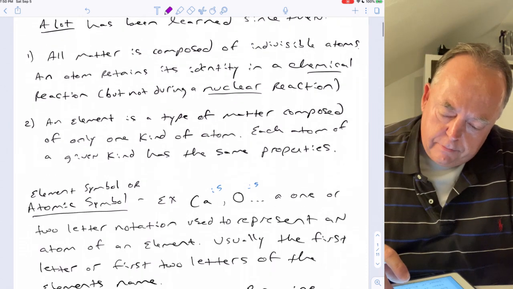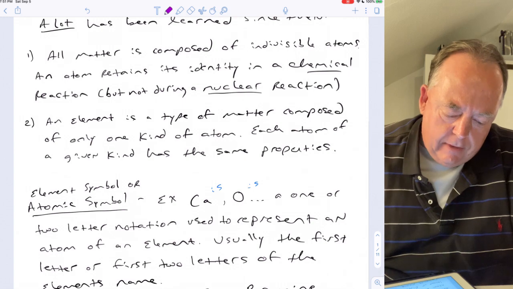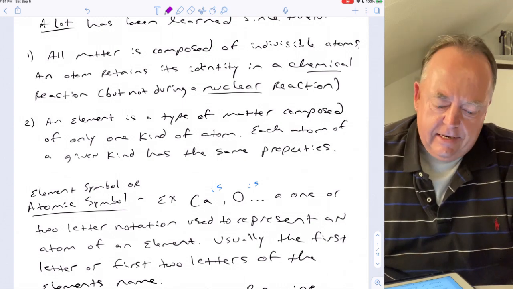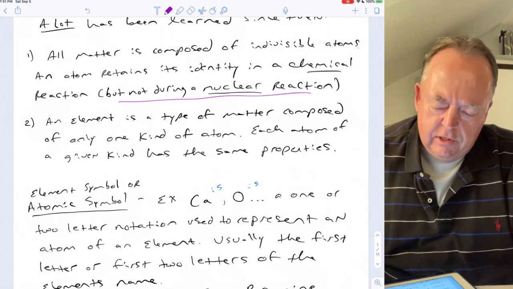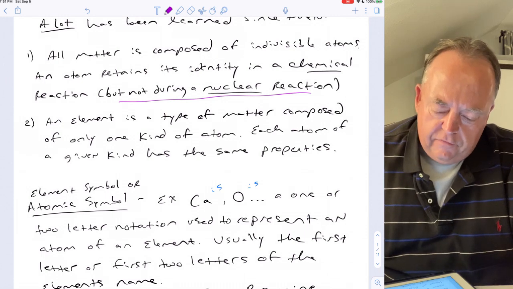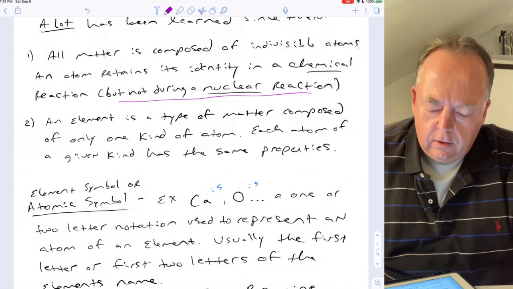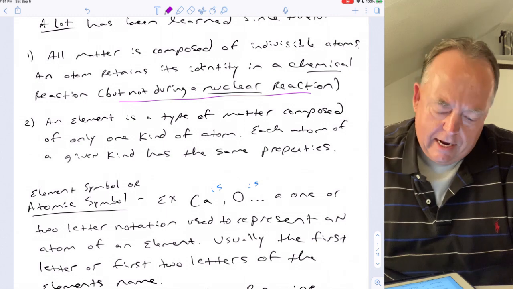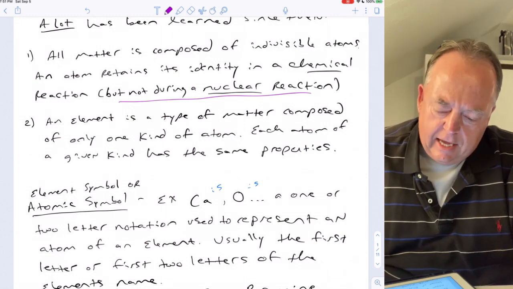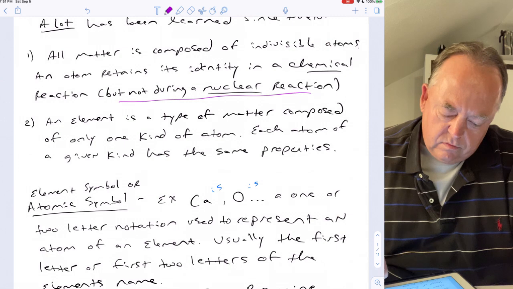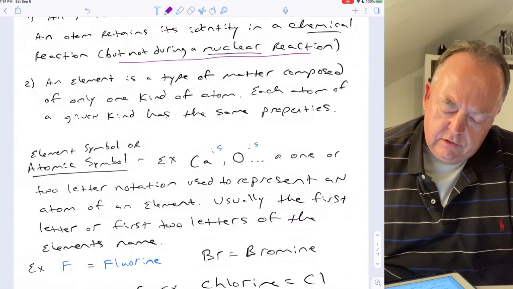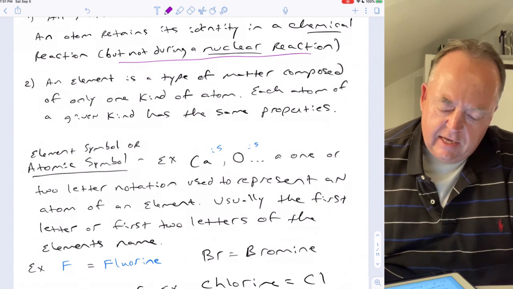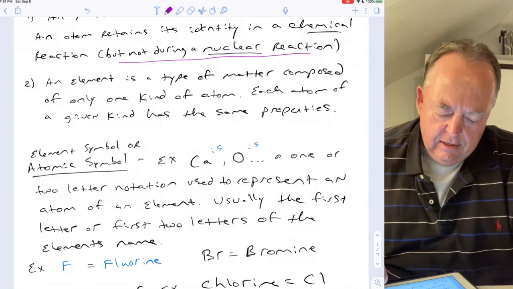So all matter is composed of indivisible atoms. An atom retains its identity in a chemical reaction, but not during a nuclear reaction. But we're not going to be talking about nuclear reactions in this chapter or this semester. If you take General Chemistry 2, there's an entire chapter devoted to nuclear reactions. But in chemical reactions, atoms maintain their identity. An element is a type of matter composed of only one kind of atom, and each atom of a given kind has the exact same properties.